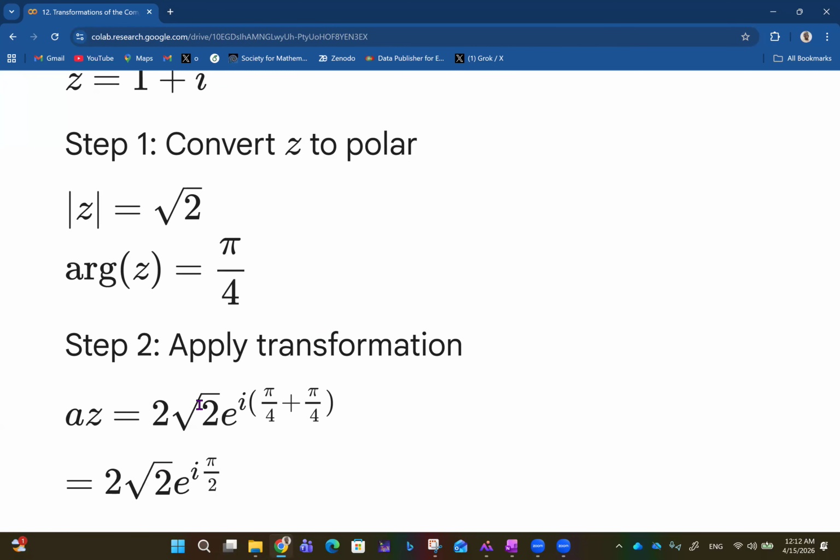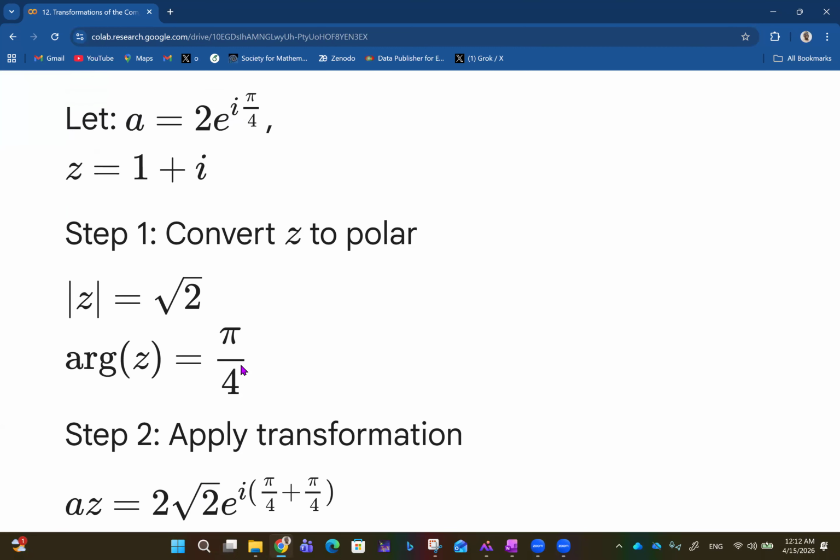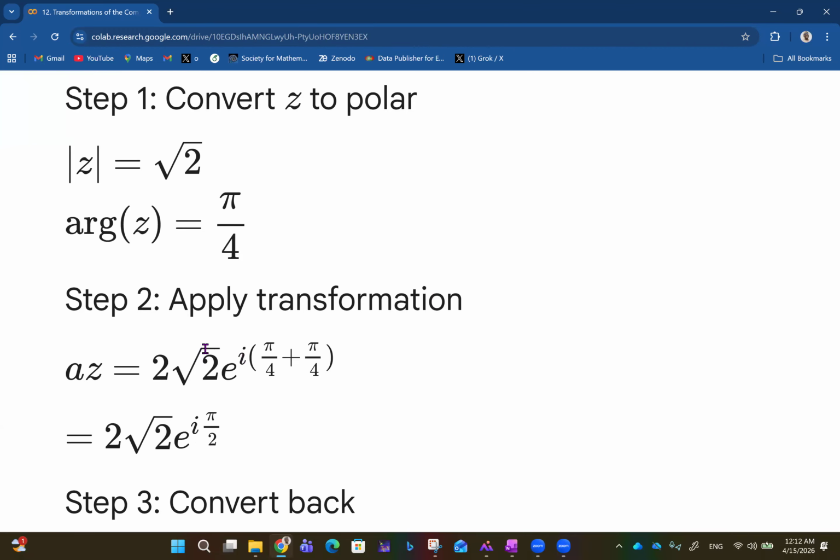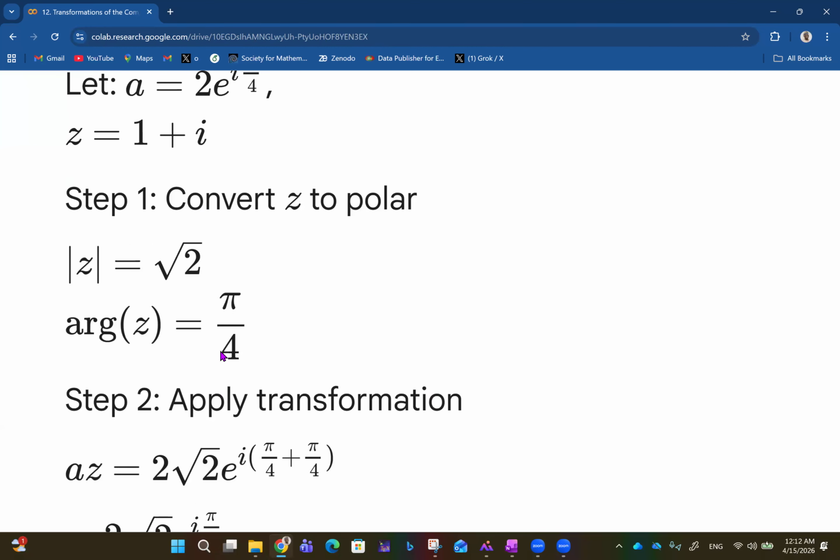AZ now becomes, for A itself, A is 2e^(iπ/4), and then Z is root 2. So the 2 from here times this root 2, that's 2 root 2. Then talking about the angles, you have iπ/4, and then this is π/4. If you put the two together, you have π/4 plus π/4. That'll be 2 root 2 e^(iπ/2), basically. And that's what you've got.